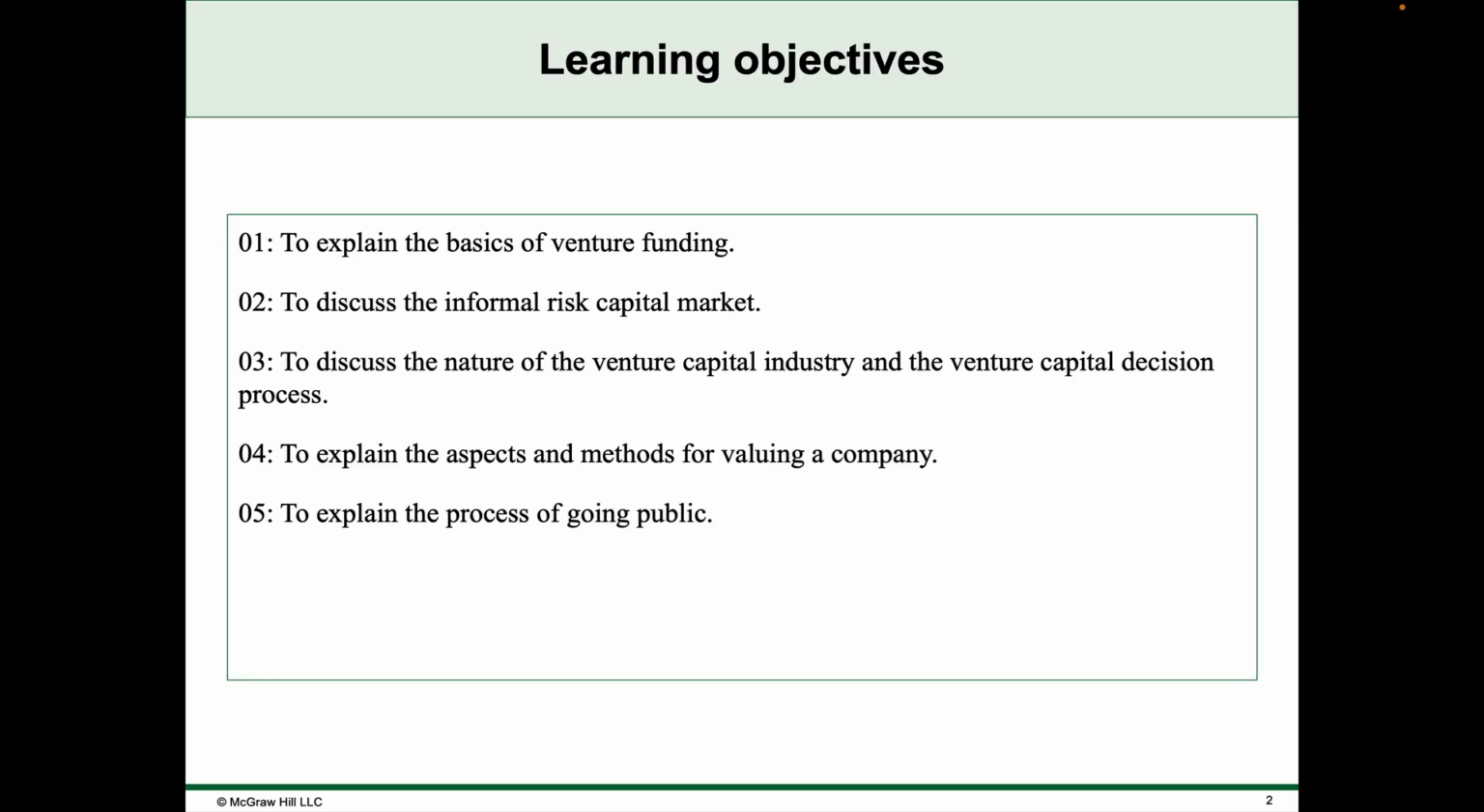Our learning objectives are the following. By the end of this chapter, you should be able to explain the basics of venture funding. You should be able to discuss the informal risk capital market. You should be able to discuss the venture capital industry and its process. Also, you should be able to understand and actually apply methods for valuing a company. And lastly, you should be able to discuss the process of going public.